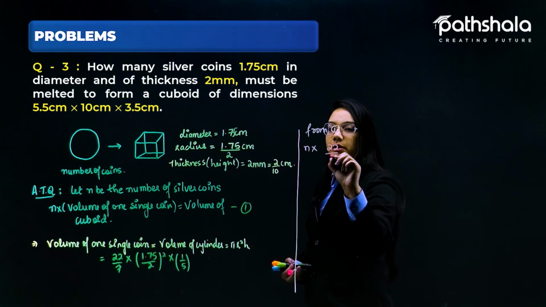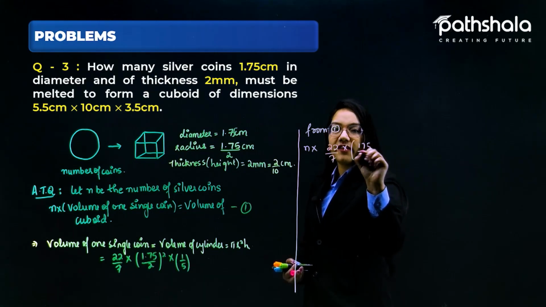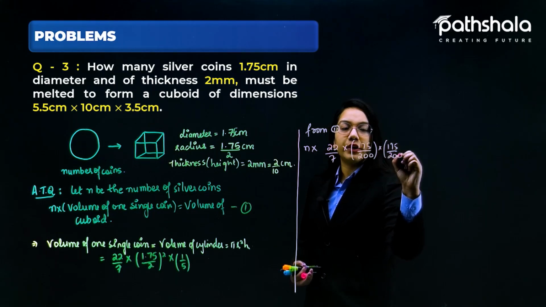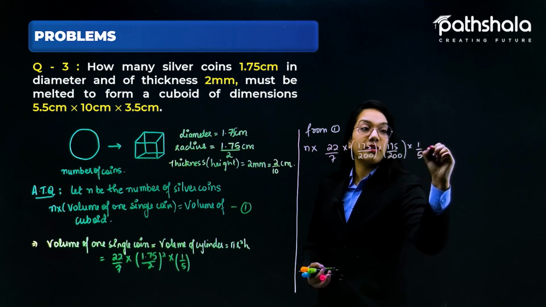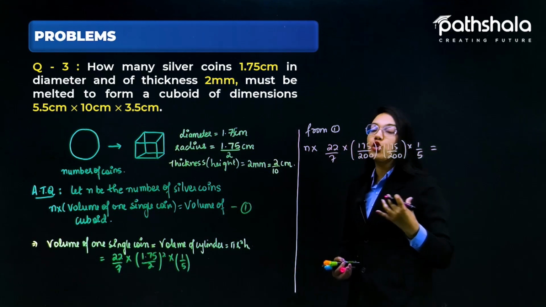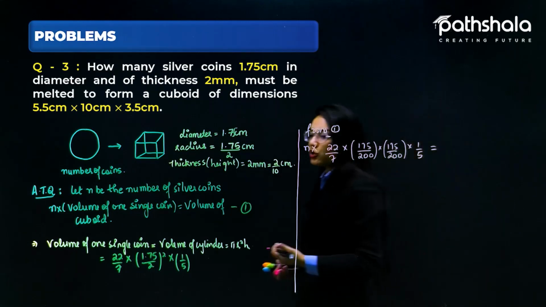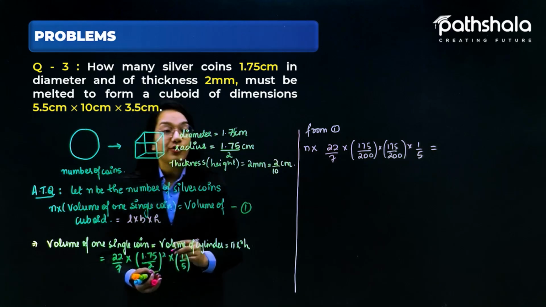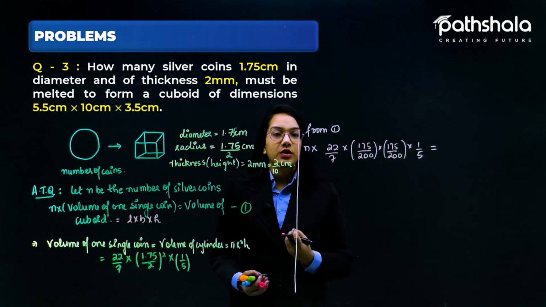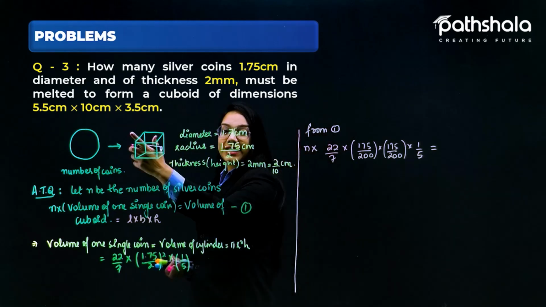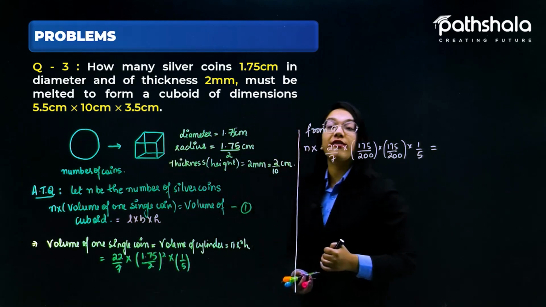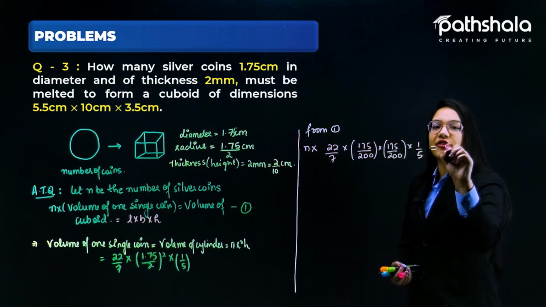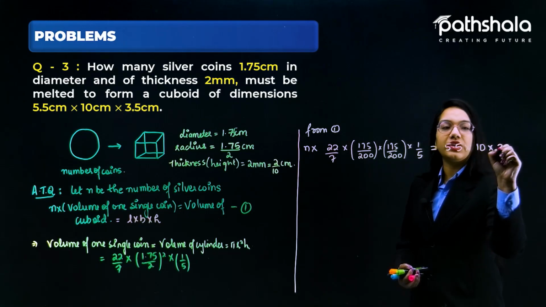Volume of one single coin is nothing but 22 by 7 into 175 divided by 200 into 175 divided by 200, into 1 by 5, which is equal to the volume of the cuboid. We know that the volume of a cuboid is L into B into H, where length is 5.5 centimeter, breadth is 10 centimeter, and height is 3.5 centimeter. So let's plug in all the values: 5.5 into 10 into 3.5.